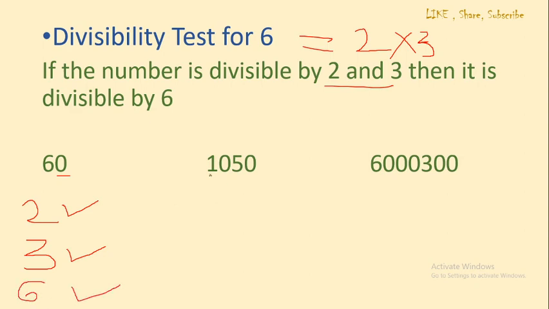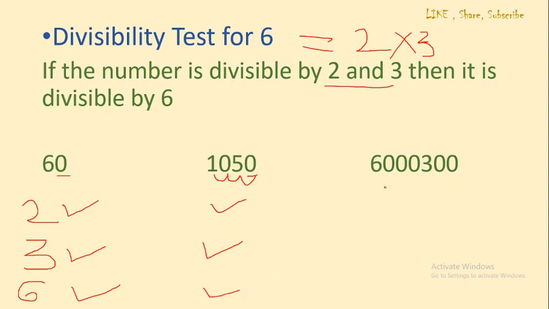Now let us see the next number, 1050. First for 2: the unit place is 0, so surely it is divisible by 2, because the divisibility test for 2 is that 0 2 4 6 8 should be in the unit place, and it is there. For 3, we have to add all the digits: 1 plus 0 plus 5 plus 0, and the sum is 6, and 6 is divisible by 3, so 1050 is divisible by 3. Now as the number is divisible by both 2 and 3, it is divisible by 6.